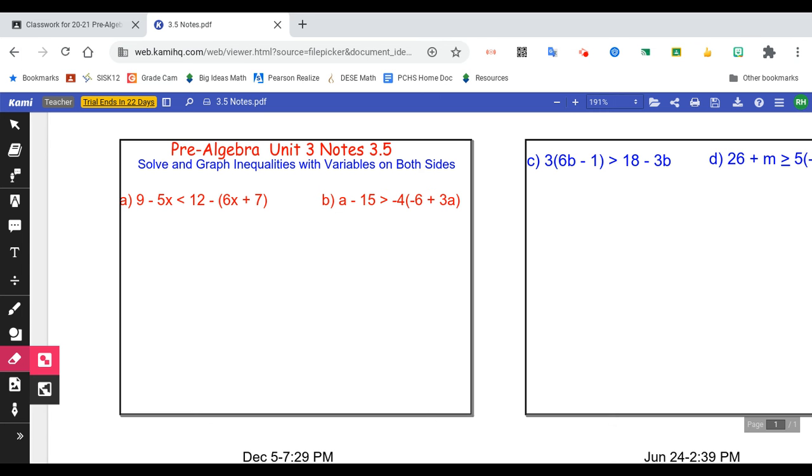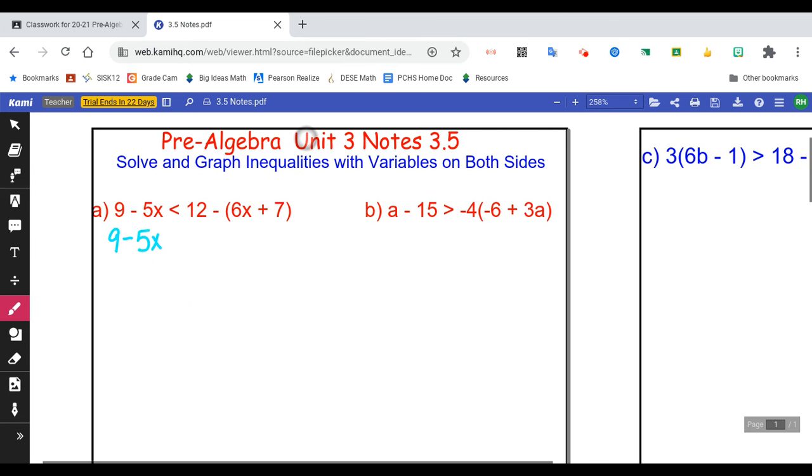And let's start over here on our first one. On the left-hand side, 9 minus 5x can't combine anything, so that's going to stay just like it is. Less than drops. I have 12 here, and this would be -1, so I'm going to distribute here. This is going to be -6x minus 7. Okay, again, combine like terms, nothing on the left, so 9 minus 5x is less than 12 minus 7 gives me 5, and then -6x.